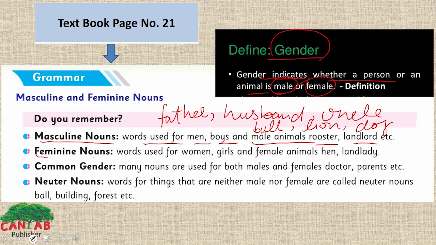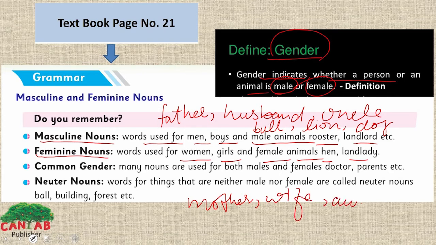Now look at the feminine nouns here. What are the feminine nouns? Words used for women, girls, female animals like hen, landlady, etc. Like mother, wife, aunt. For bull there is a cow as the feminine noun. We have lots of examples.